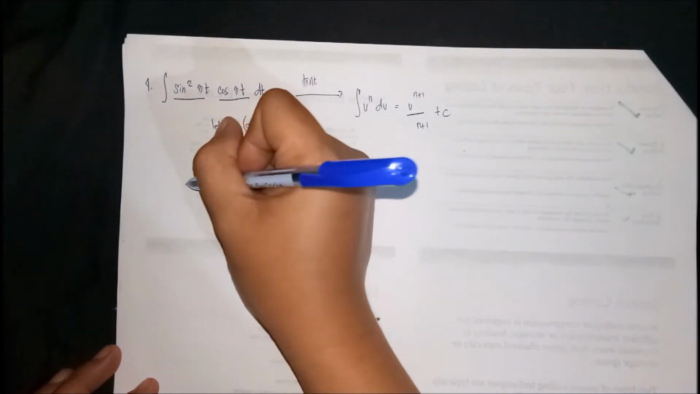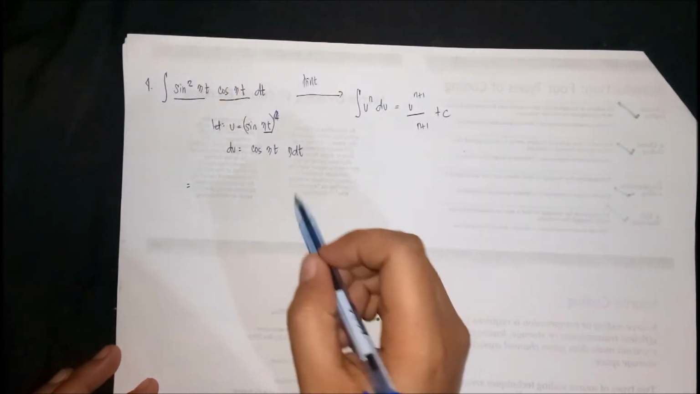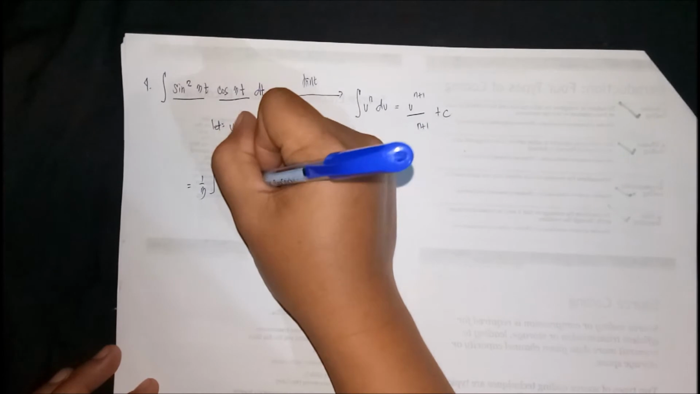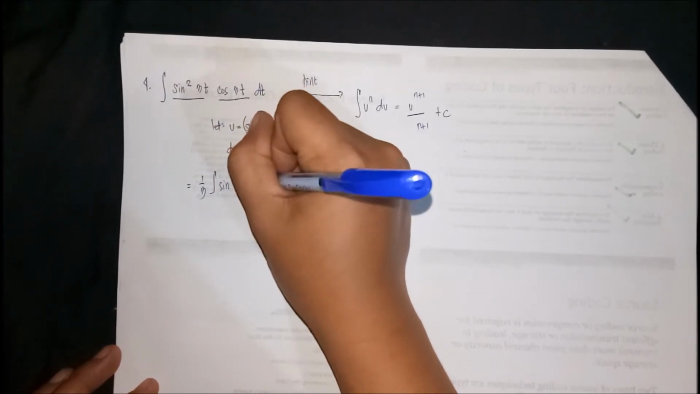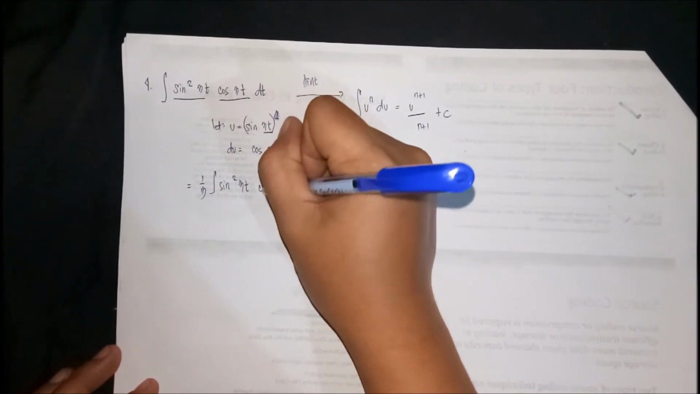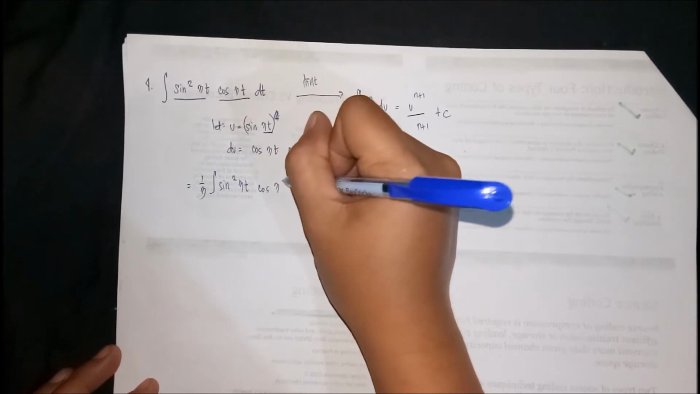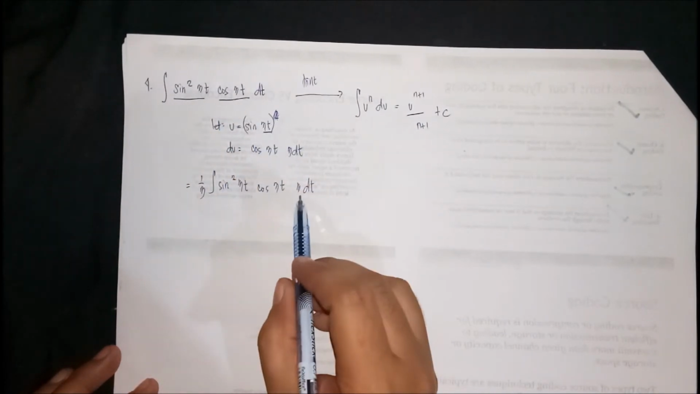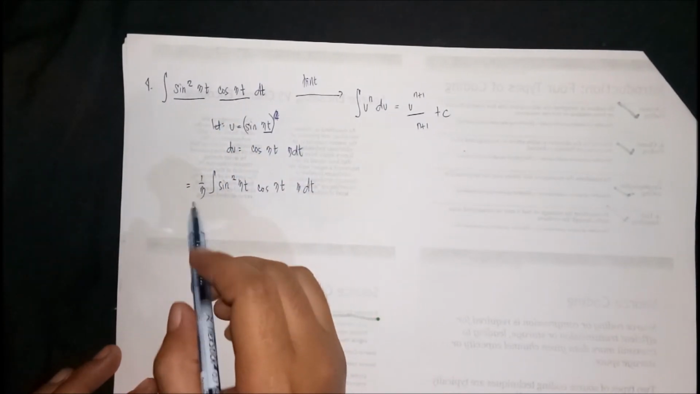Okay? So, I can rewrite the equation as, dadagdag ako na 3, maglalagay ako ng 1/3 sa harap. This is the integral of sine square 3t cosine 3t 3 dt. Class, am I changing the equation? No. Kasi na-introduce ako ng 3, meron naman akong 1/3 dito.